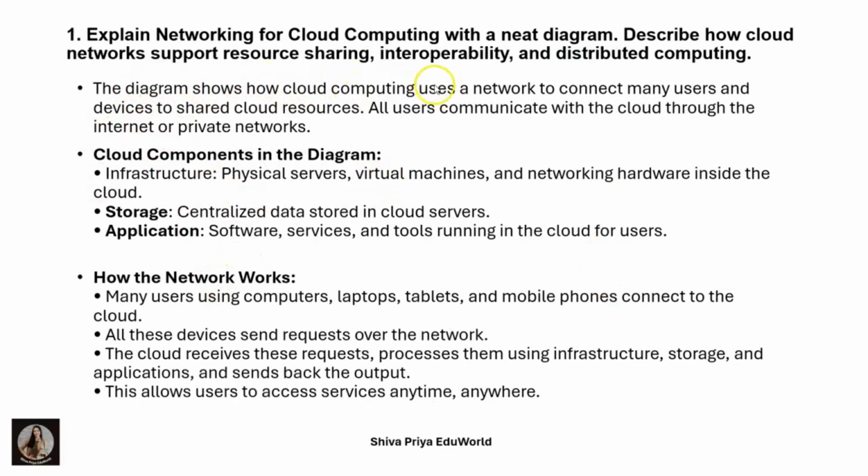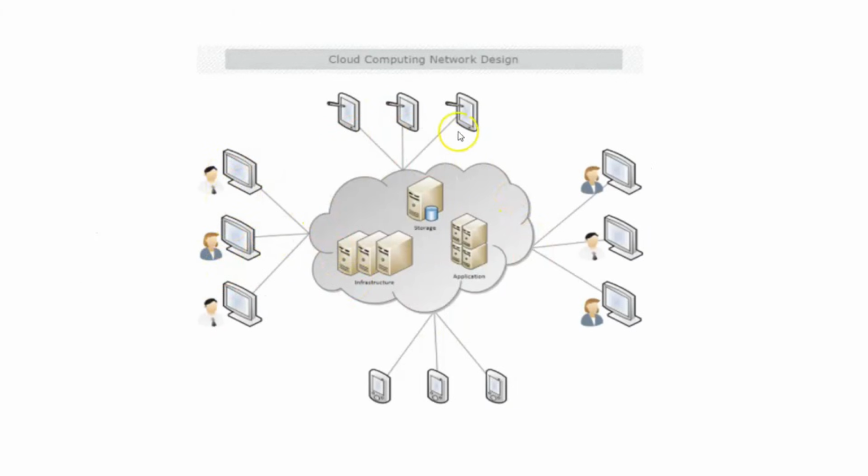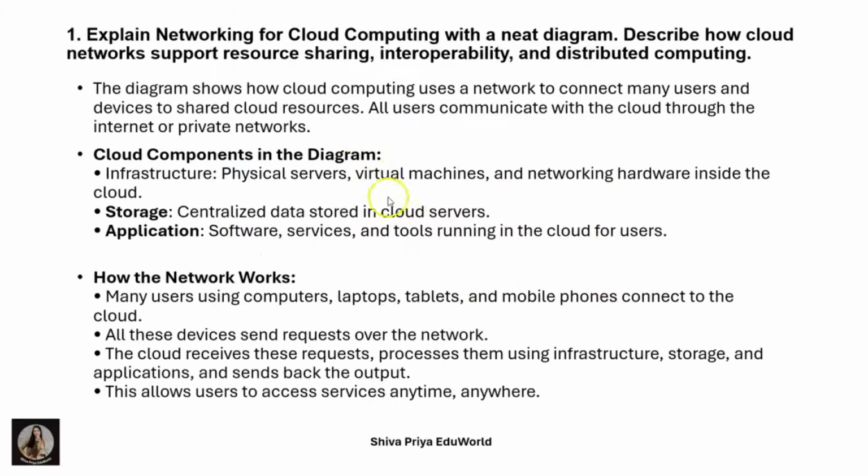The diagram shows how cloud computing uses networks to connect many users and devices to share the cloud resources. If you observe the diagram, the users and the devices are connected through a network. Here all users communicate with the cloud through the internet or private networks. Cloud components in the diagram are infrastructure, storage and application.